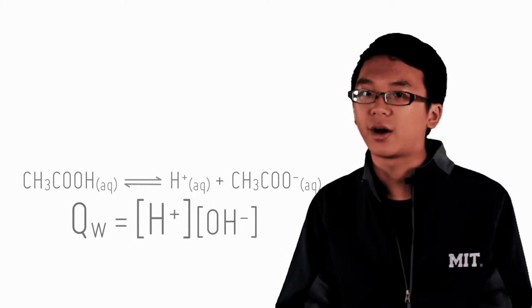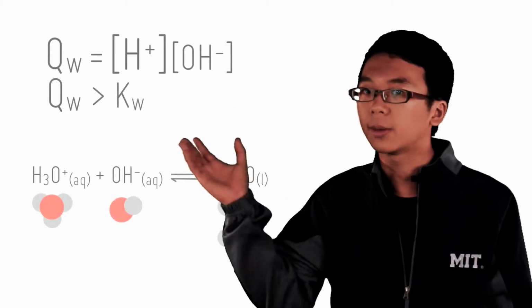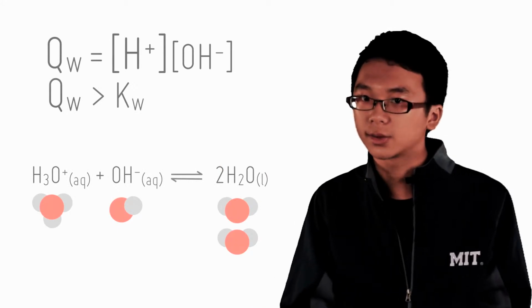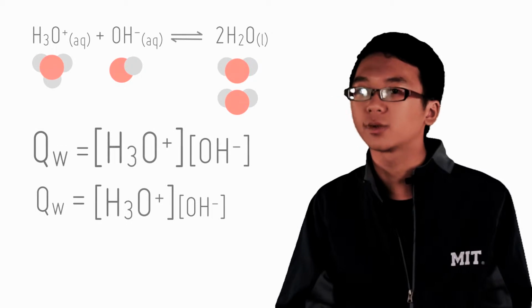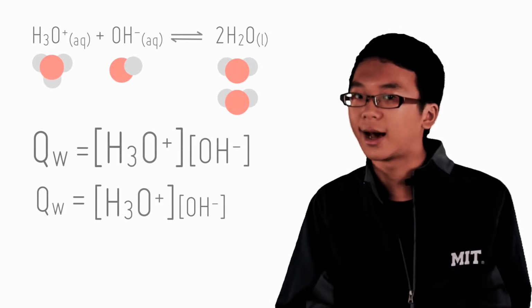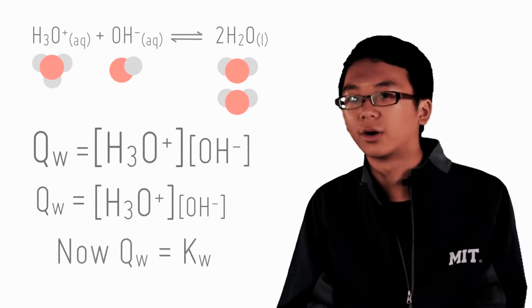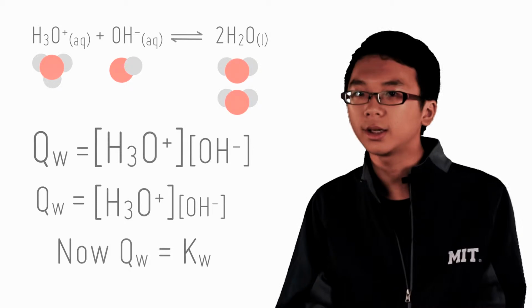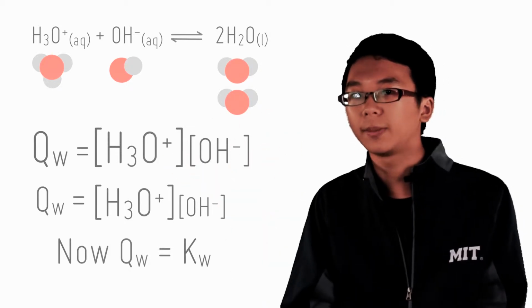Now that the concentration of hydronium is increased, the reaction quotient of water's dissociation, Qw, will be larger than Kw. This will cause a backwards reaction, moving towards the formation of water, which in the process requires using up hydroxide ions. So hydronium ions and hydroxide ions are both consumed until the product gives you 10 to the power of negative 14.